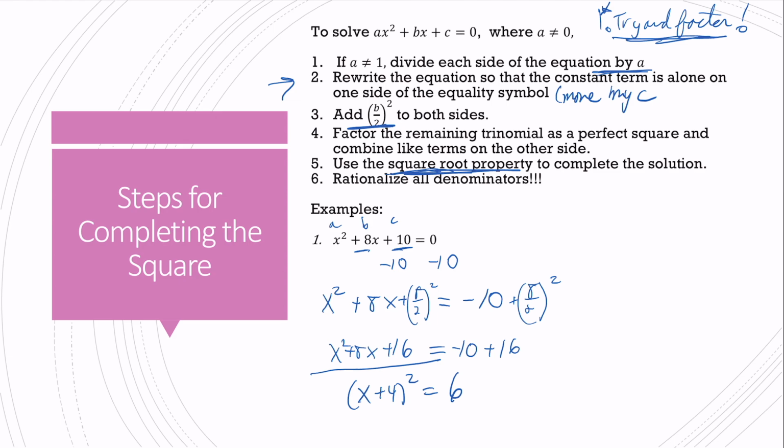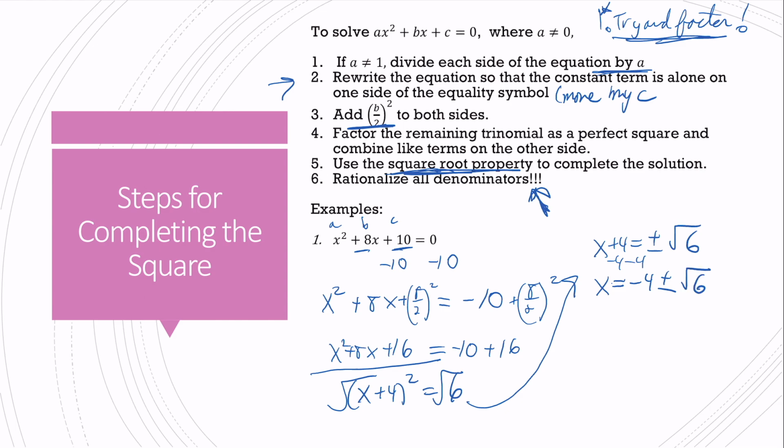Friendly reminder that you have to rationalize all denominators. No radicals in our denominators if needed. So I'm going to take the square root of both sides. I get x plus 4 equals plus or minus the square root of 6. So x would be negative 4 plus or minus the square root of 6.